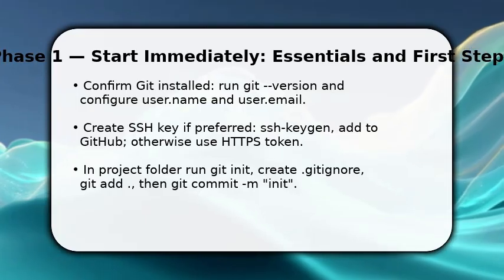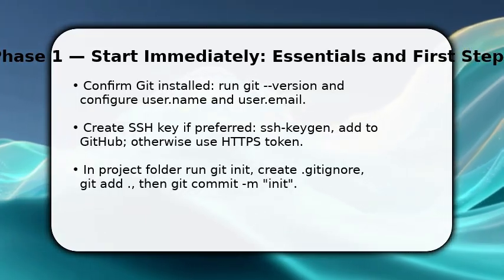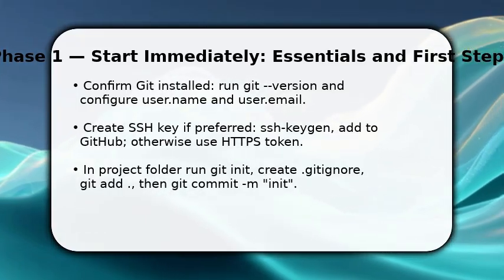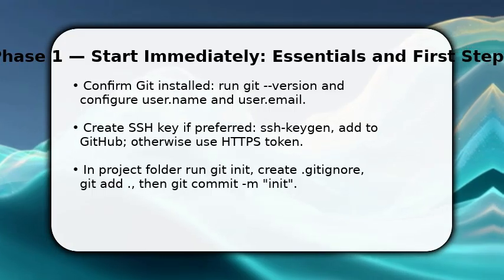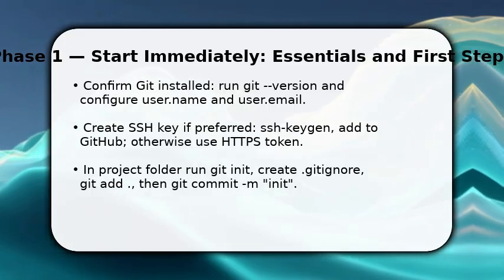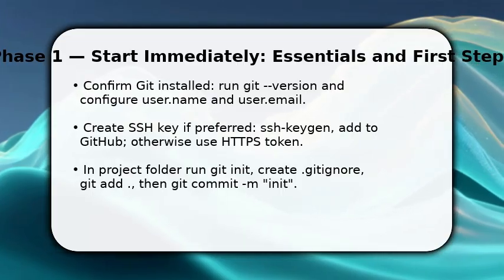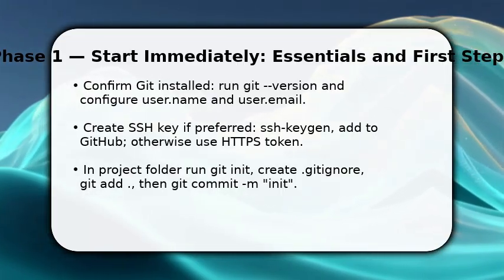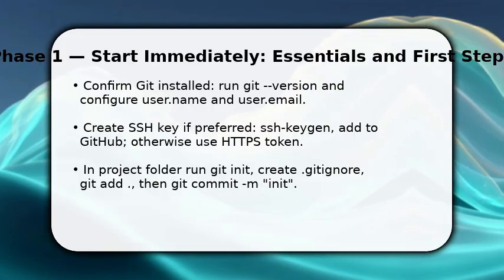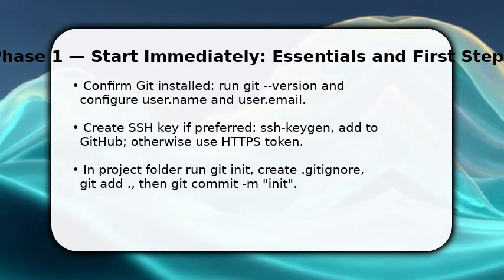You will begin by verifying essentials so you can move quickly. Make sure Git is installed and your user.name and user.email are set. This ensures commits record correctly. Once done, decide SSH versus HTTPS and create an SSH key or obtain a personal access token.